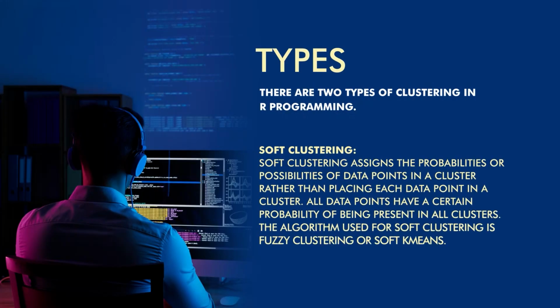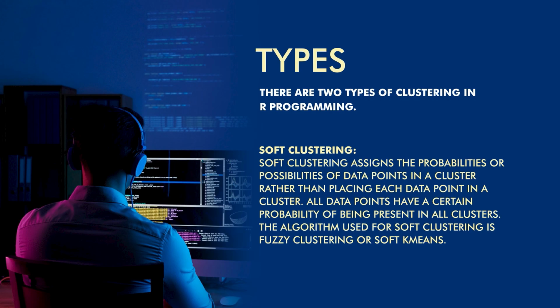Another one is soft clustering. Soft clustering is based on degree, so the boundaries are not conventional. It does not mean that a point belongs to one certain cluster, like K1. That is not the case in soft clustering. Here we assign probabilities of data points in clusters rather than placing each point in a single cluster.